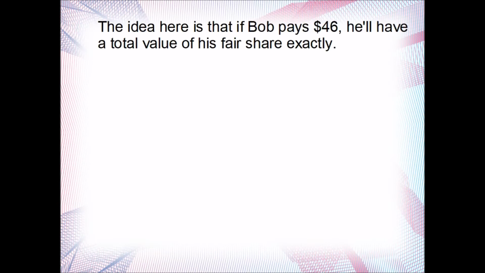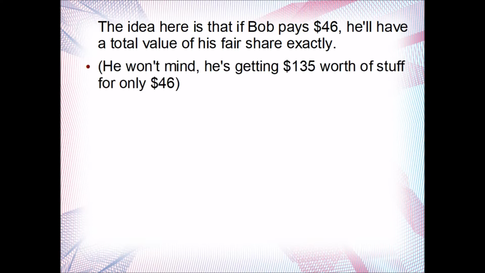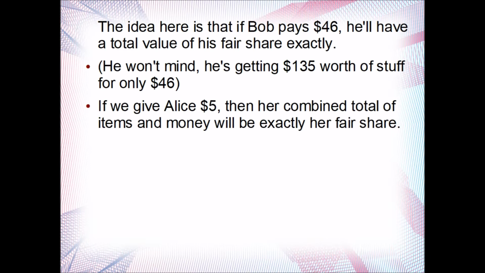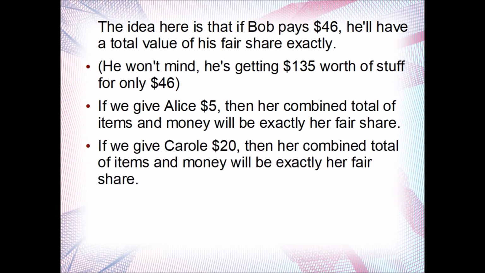So the idea here is that if Bob pays $46, he will have a total of his fair share exactly. Now Bob won't mind paying $46 because he's getting $135 worth of stuff, so that's a pretty good deal as far as he's concerned. If we give Alice $5, then her combined total of items and money will be exactly her fair share, so she'll be satisfied. If I give Carol $20, then her combined total of items and money will be exactly her fair share, so she'll be satisfied.